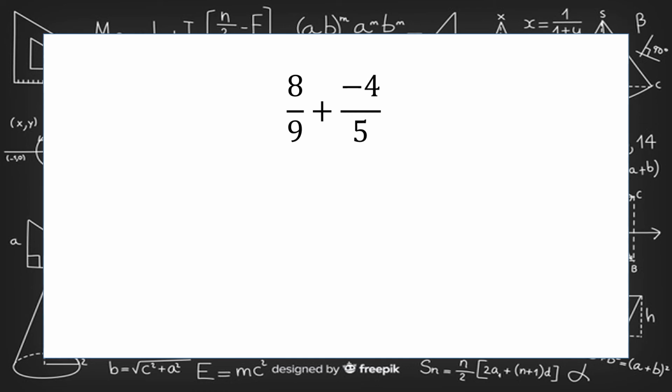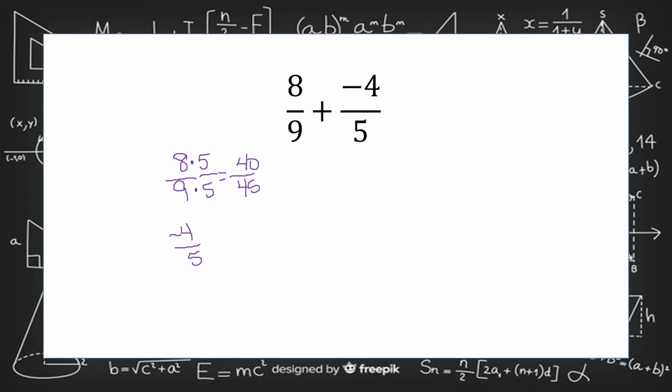8/9 plus negative 4/5. I've got to find a common denominator. And I know that both 9 and 5 go into 45. So to make 45, I have to multiply 9 times 5. If I multiply the bottom by 5, I have to multiply the top by 5. So 8 times 5 is 40.